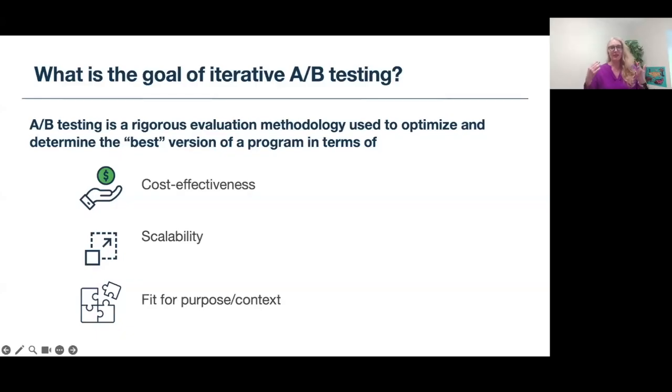And key aspects of improving programs here are cost effectiveness, so dollar per unit impact, how scalable a version of the program is, and in what particular context it might work. So in a certain geography, by a certain implementer. A/B testing really helps us answer these concrete, very programmatic, implementer-oriented questions.